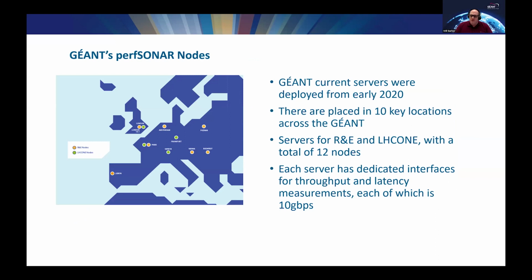So our current perfSONAR server deployment was deployed from early 2020, which in hindsight wasn't the best timing for trying to get servers installed in 10 locations across Europe. When placing them, we tried to ensure that it would offer the best overview of how the network was working for users to access it and look at how our network checks network availability and allow users to check whether data transfers would be working well for them. The 12 nodes are split between RNE and LHC1 traffic, and each of our servers has dedicated interfaces for throughput and latency, offering 10 gig performance.